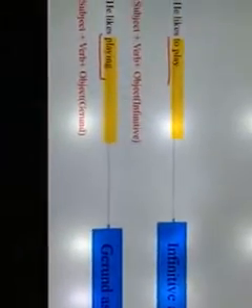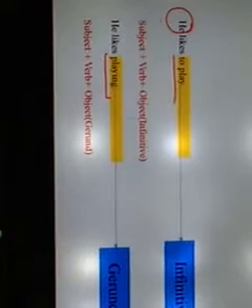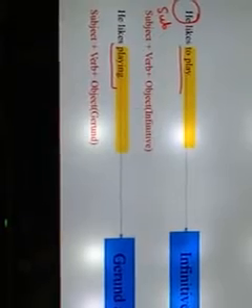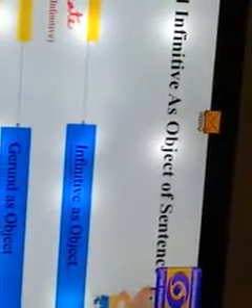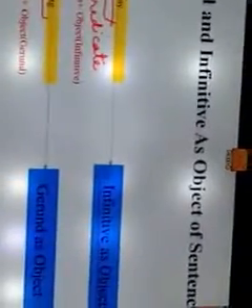You know what is the subject of this sentence? He. What is the predicate of this sentence? Likes to play is the predicate of this sentence. Let's analyze the predicate part of this sentence. What is the verb in this sentence? Likes is the verb in this sentence. What is to play in this sentence? What is the position of to play? To play is in the position of infinitive as object. Here we have an infinitive as object.